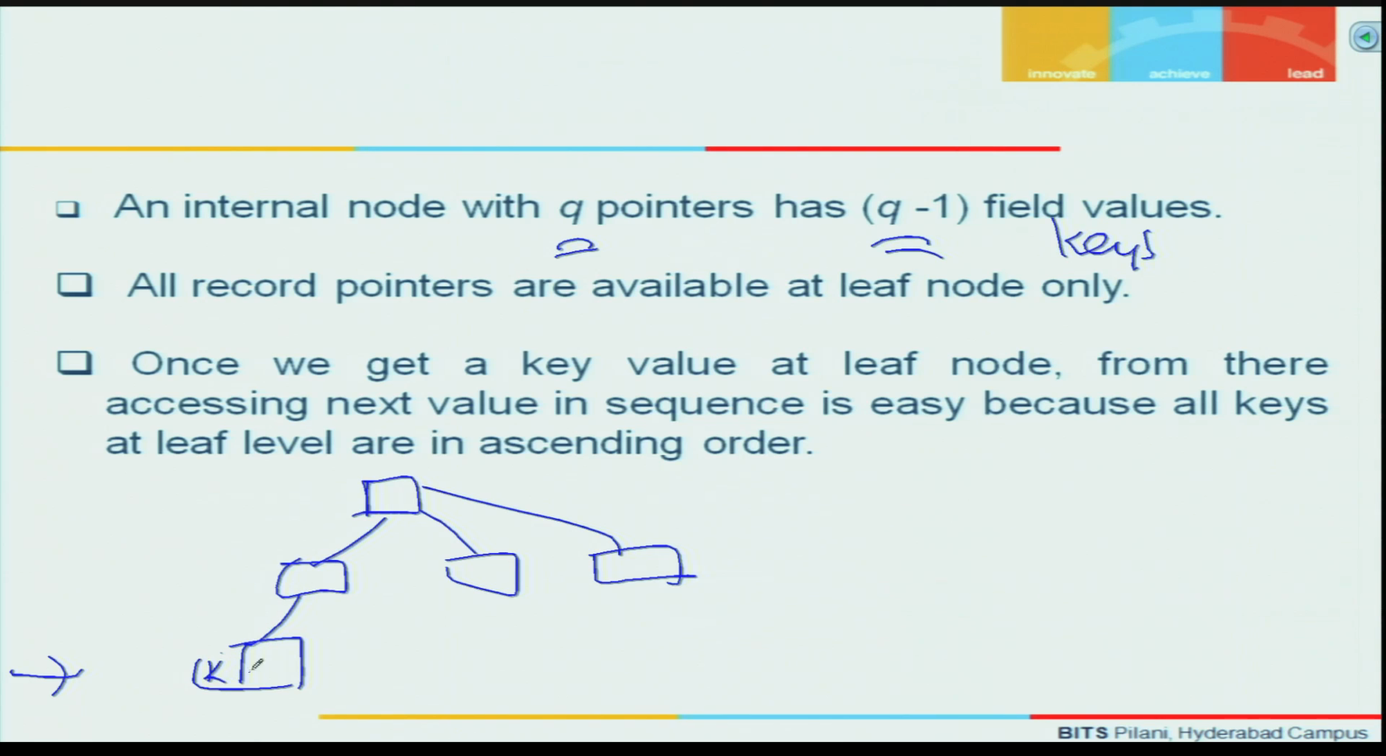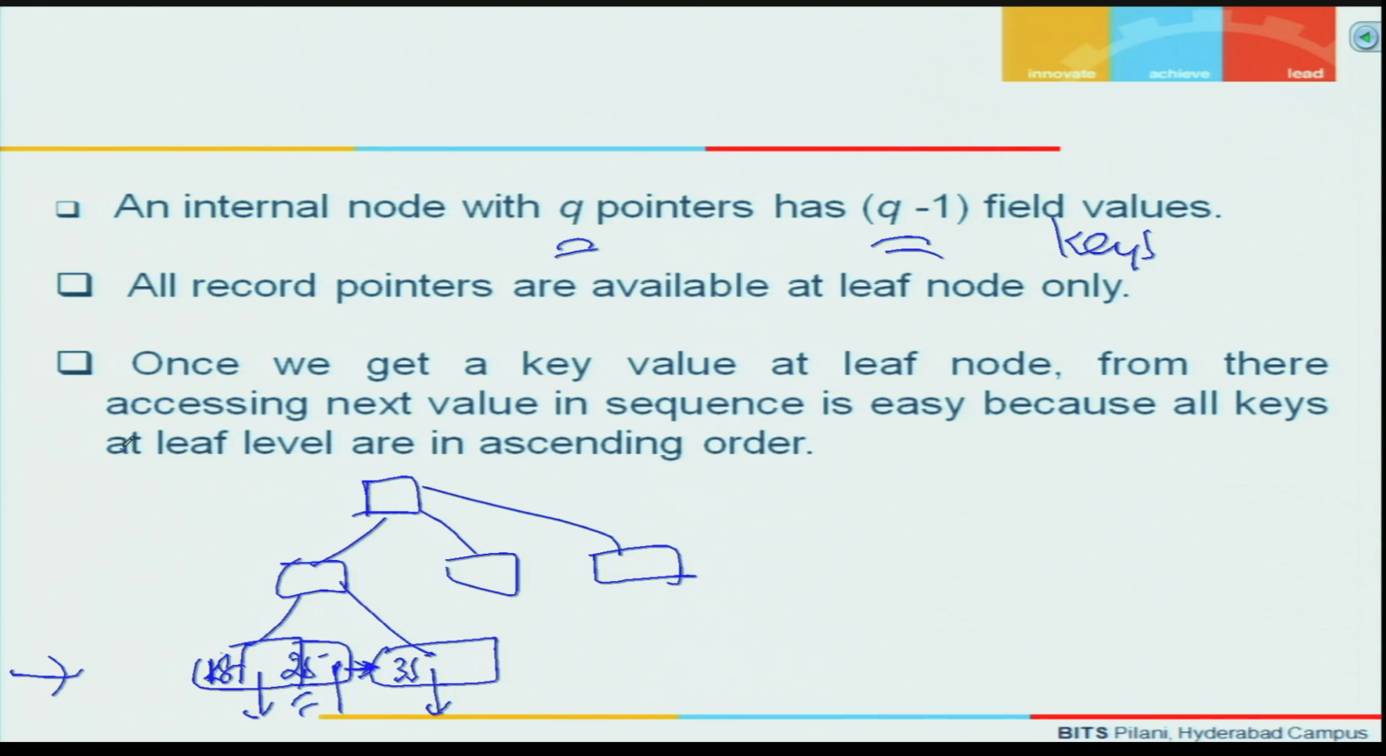In the leaf, k equals 18, and there is a pointer which points to this. Then k equals 25 and there is a pointer which points to this. Similarly, there will be 35 which points to the record. That means once you reach the leaf level, and if I have accessed 25, to access the record with the next key value, I can follow the pointer which is connected to the next node at the leaf level.